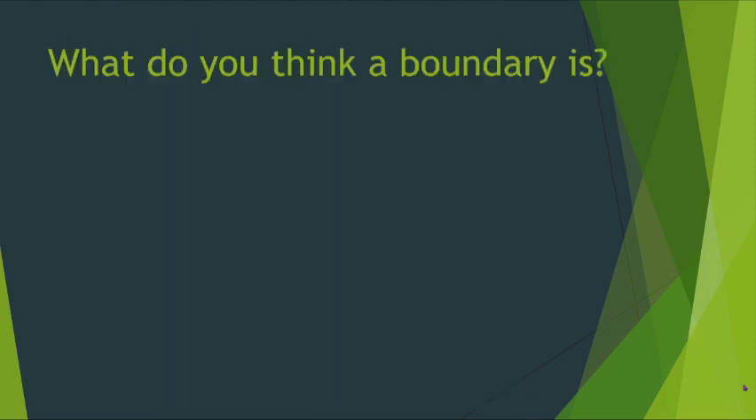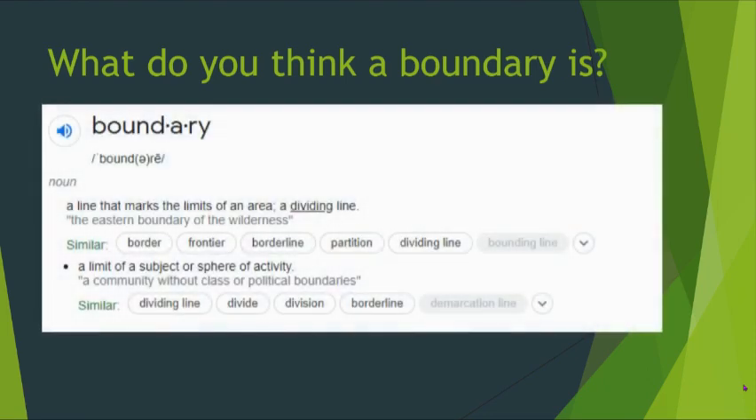So what do you think a boundary is? A boundary is a noun. It's a line that marks the limits of an area or a dividing line. It can also be the limit of a subject or an activity. Look at all these similar words. They might help you figure out what that boundary means to you and how you can connect it to what you already know.